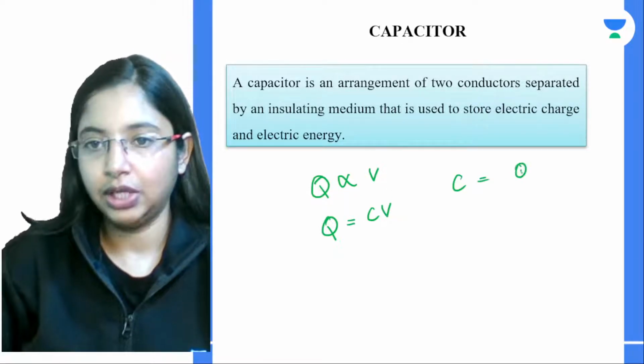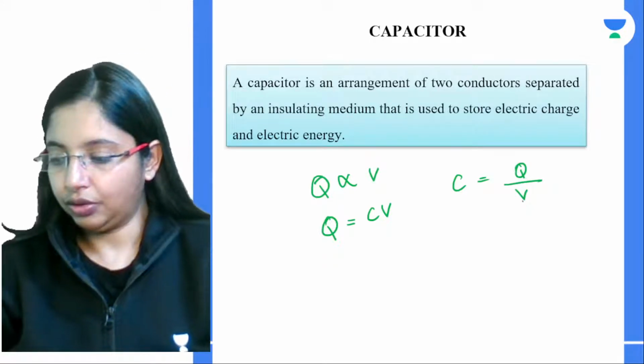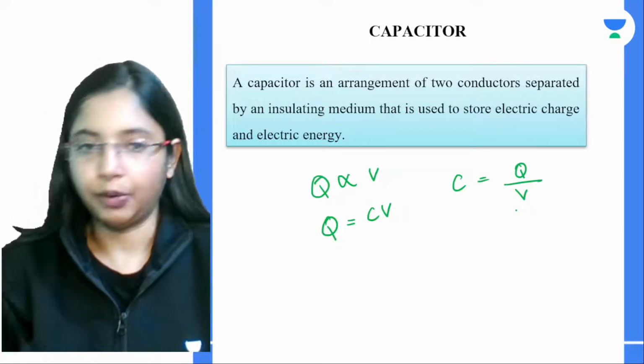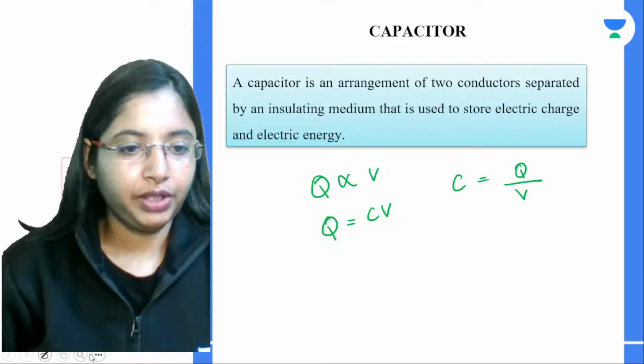Capacitance is equal to charge by potential difference. We also saw what 1 farad is. Now there are different types of capacitors. Let's say we have, just like the one we saw, two parallel plate capacitors.